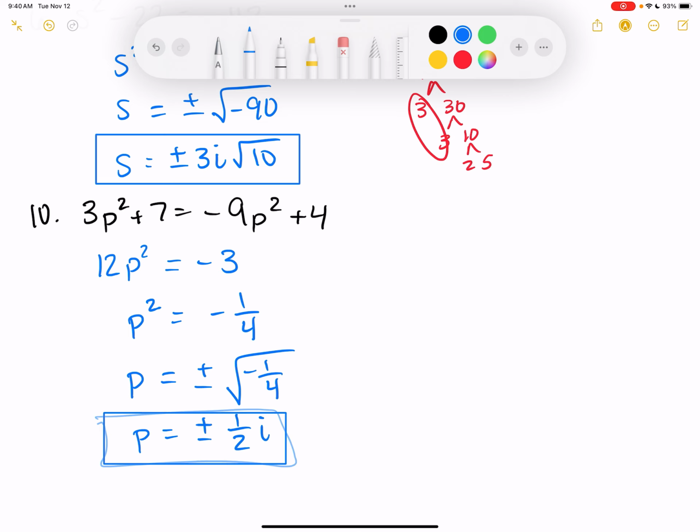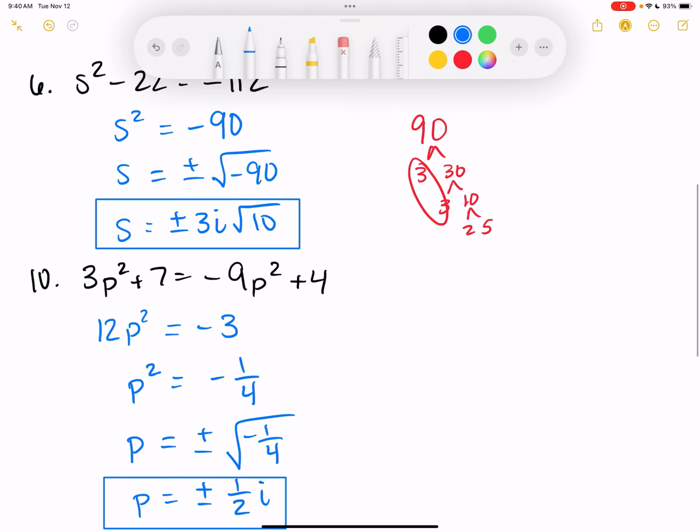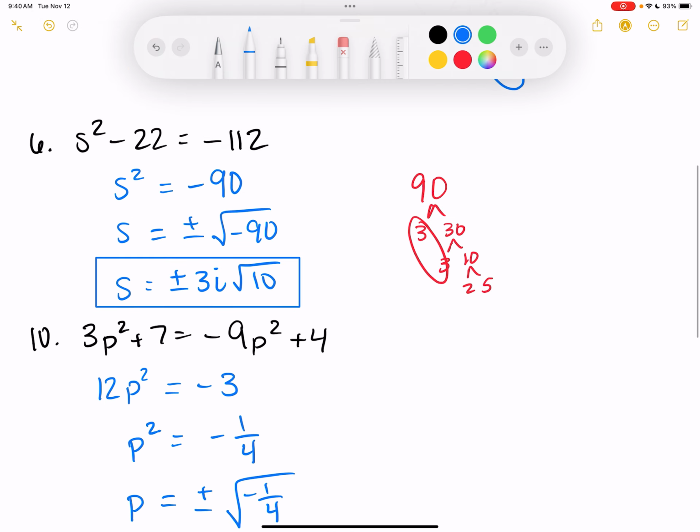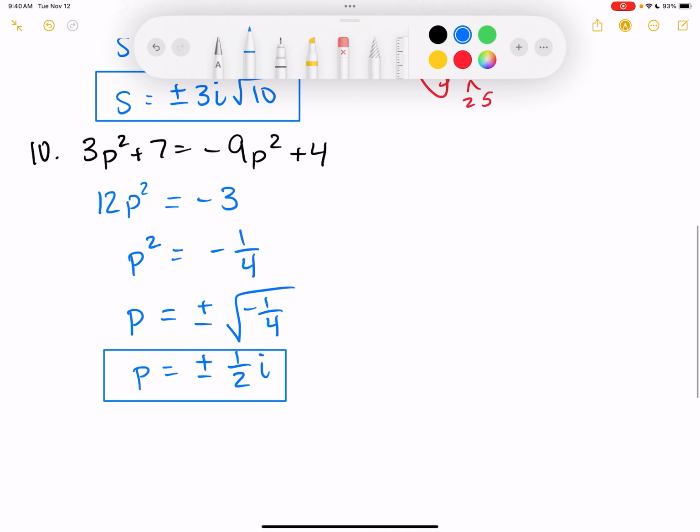And I want you to get used to writing it like this, with the i after. Don't write i over 2. Why wouldn't the i come before the 1/2 like it did in the other ones? Because if you have anything left in the square root, the i comes before the square root. Technically, even if there's a square root, the i should go at the end to be in standard form, but it gets a little bit confusing, so that's why I normally write it in front.